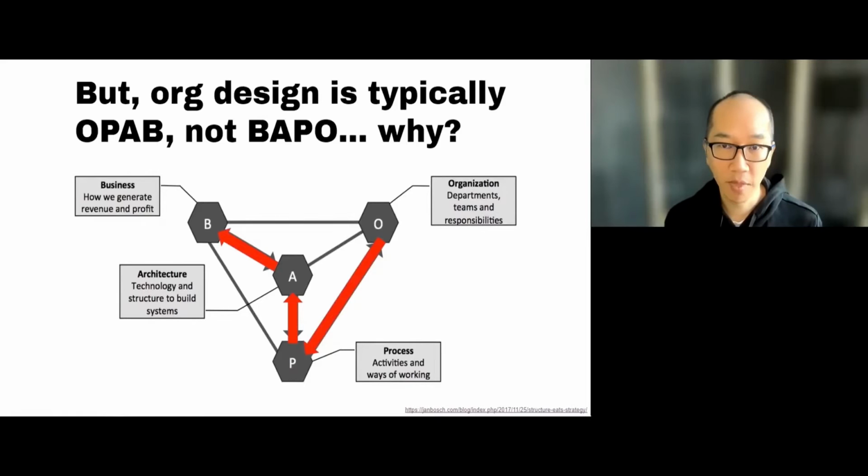However, even if that makes logical sense, this is typically not what you actually see happen in most organizations. Instead, you see kind of a backwards approach, which is also known as OPAB. The existing organizational structure drives what is available in terms of ways of working. The ways of working in turn drives how the technology is structured, and the technology determines what is allowed for business strategy. So why does this happen?